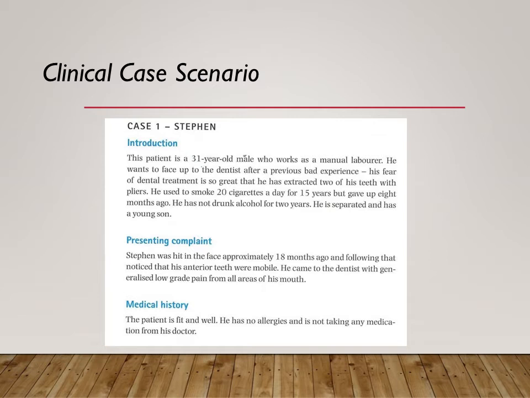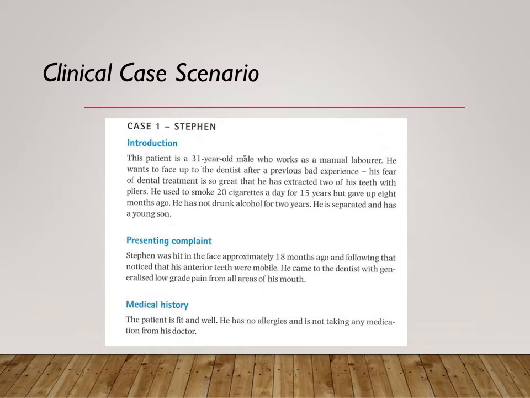So the patient is a 31-year-old male by the name of Stephen, who works as a laborer. He wants to face up to the dentist after a previous bad experience. The patient is very apprehensive, and he was so scared of coming to the dentist that he extracted 2 of his own teeth using pliers. And he was an aggressive smoker. For 15 years he smoked 20 cigarettes a day, but he gave up 8 months ago. So he's trying to quit.